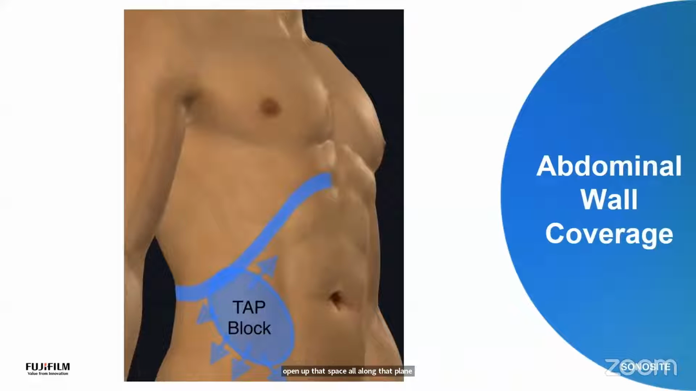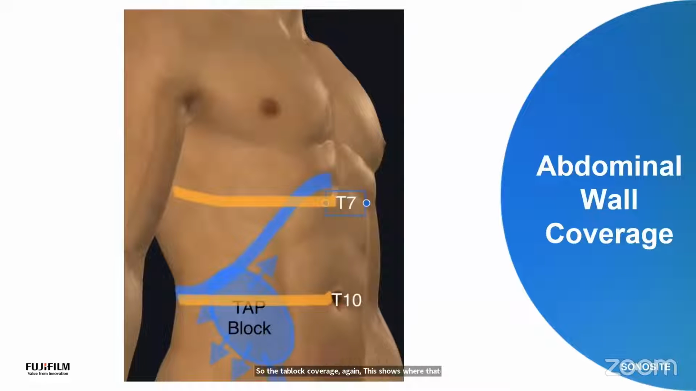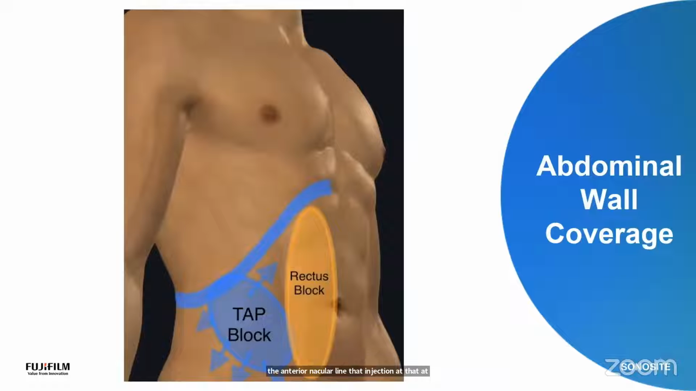So the TAP block coverage, again, this shows where that anterior axillary line injection at that level, and you can see we get T10. We're not going to get T7 with that TAP block, and so this is why we add the rectus sheath block, again just subcostal, and you can see the kind of coverage that we're after with the rectus sheath block as well. So with the TAP block, filling up where we inject it, getting as much purchase as we can with that block, and then adding the rectus sheath block adds a whole other level of coverage for the abdominal wall.